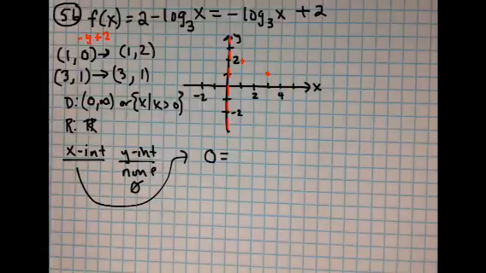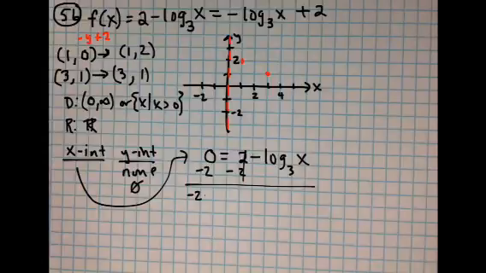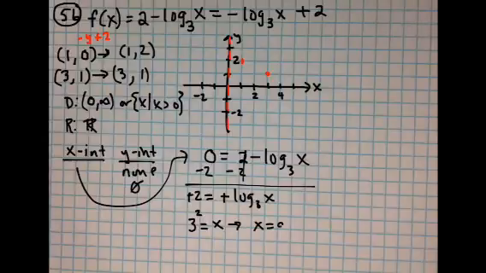So 0 equals 2 minus log base 3 of x. I'm going to subtract 2 from both sides. So negative 2 equals negative log base 3 of x. I'm going to divide by negative 1, so that makes that a positive and that a positive. So I have log base 3 of x equals 2, so that means that 3 squared equals x. So that means that x equals 9. Okay, so the x-intercept would be (9, 0).